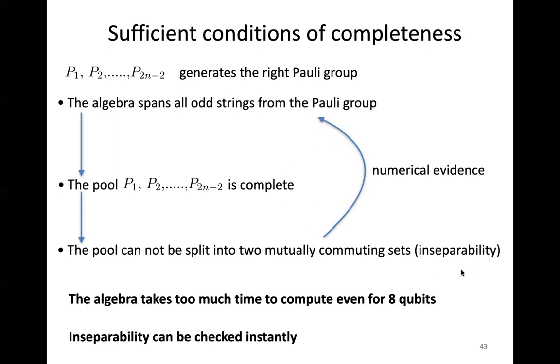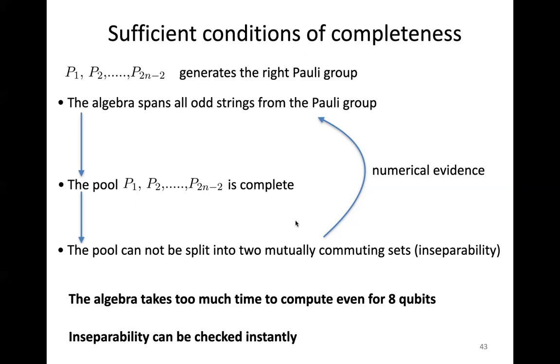And one can use this inseparability together with the structure of the group to actually act as a criterion of completeness. And this is very nice because the computational complexity of this inseparability check is like n squared in the number of qubits. So we can check it instantly and use it as a criterion of completeness. So if we get a pool, we can very quickly test that this is complete. We still need, of course, to generate the group, but it's not as hard as generating the algebra.